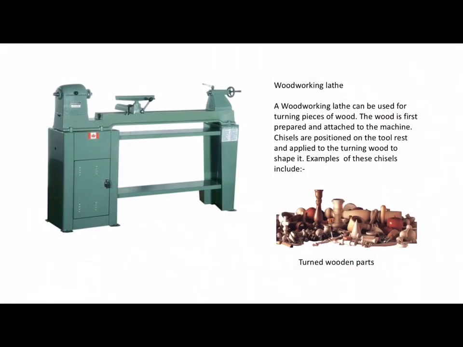On the screen we now have a picture of a woodworking lathe. Wood, after it's been prepared, can be turned on this machine to make things like handles, spindles, legs, rails, and light shade stands.